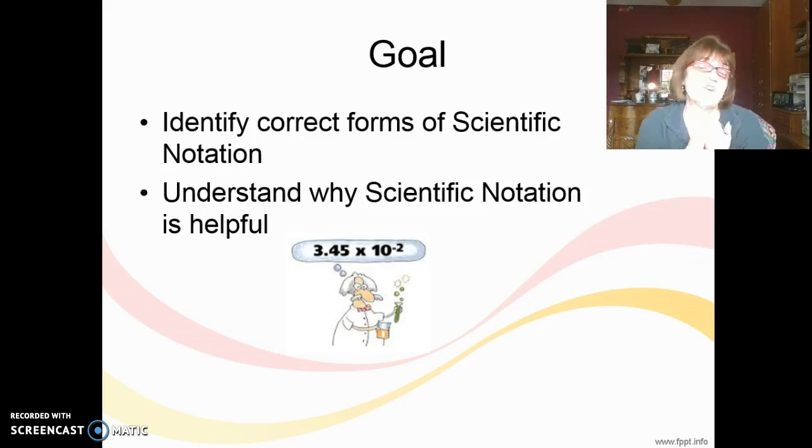Today we are starting on a new unit and we're learning about scientific notation. Today my goal for you is to be able to identify correct forms of scientific notation and to understand why we need such a tool.